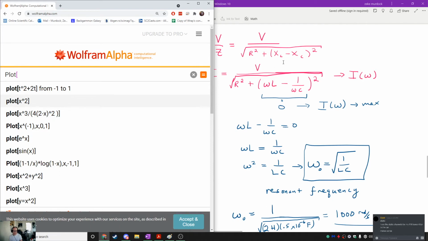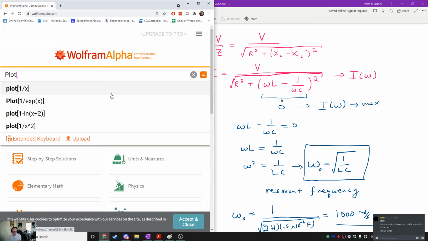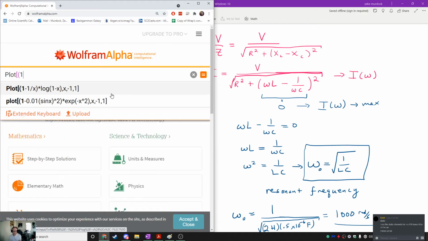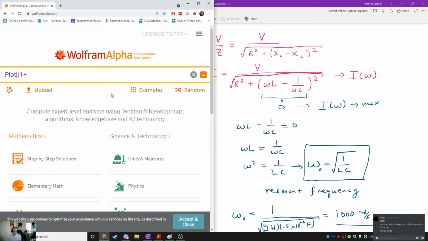So we want to plot this function here, right? I'm just going to set every value to 1, and then we can change them in a second. So it's 1 divided by, in fact, we could just basically do r squared, we're going to make that 1, plus omega, we use w. W times, we'll make that 1, minus 1 over w, whole squared. And then we just need to take this and put it to the negative 0.5.